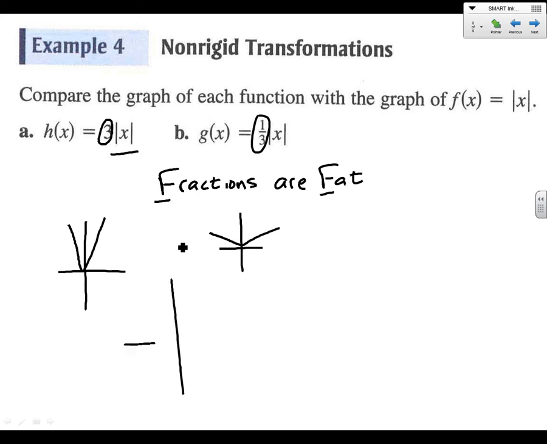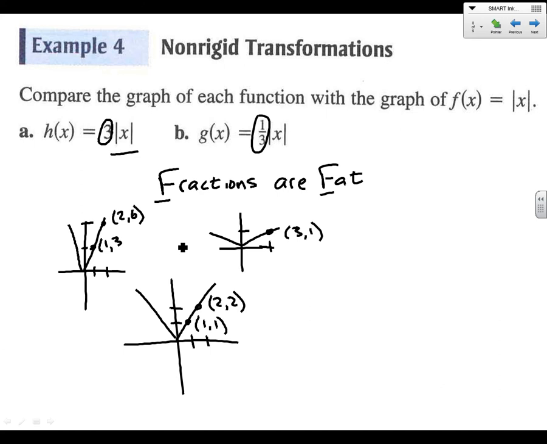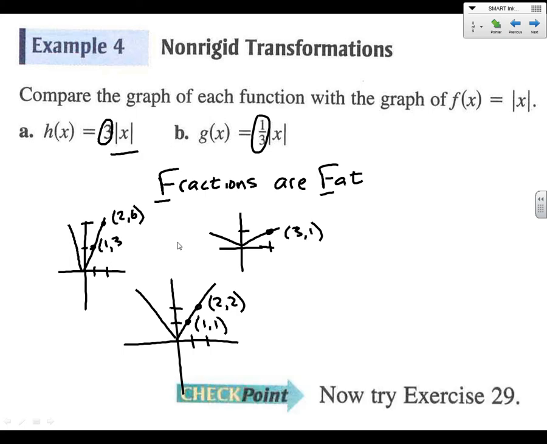So my normal absolute value function looks like this. 1 matches up with 1, 2 with 2. Right? So in here we're going to stretch it by 3. So this one would match up with 2, comma 6, as opposed to 1, 1, and 2, 2. Over here we would shrink it, so we would have to go all the way out to 3 before we got to 1, because it's only 1/3 as tall. So fractions are fatter. We're going to either stretch vertically or squish vertically on these. So see if you can either stretch or squish exercise 29.